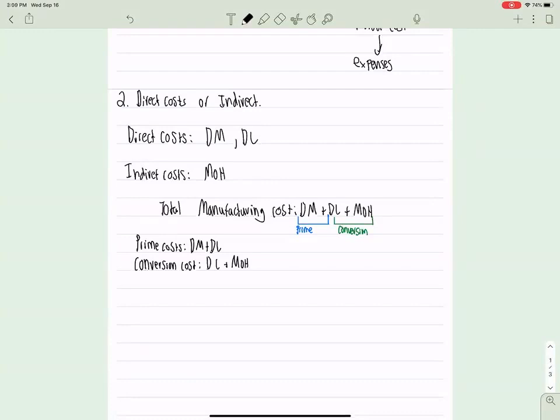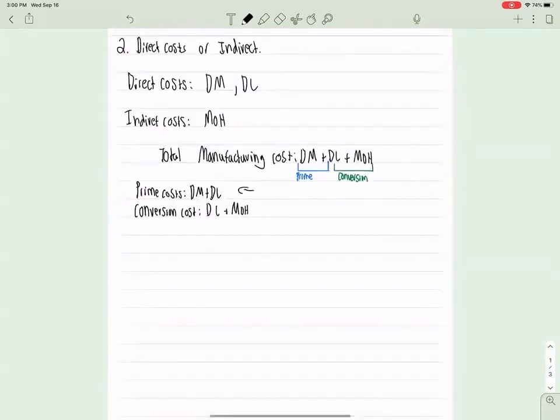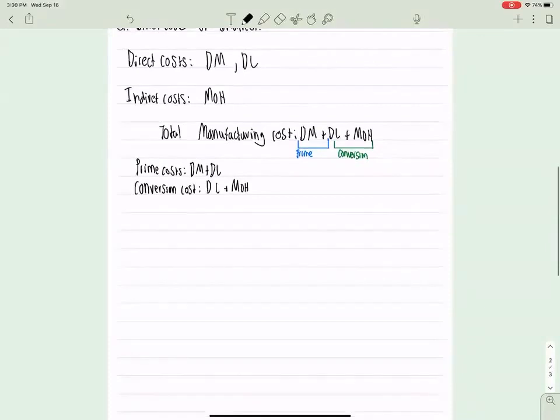How does the fact that it's left or right matter in this equation? It doesn't really matter. It's just a trick to remember, right? Because they'll ask you, what is the prime cost? What is the conversion cost? So there's no actual big difference. It's just a trick to remember. All right, perfect. So let's move on.